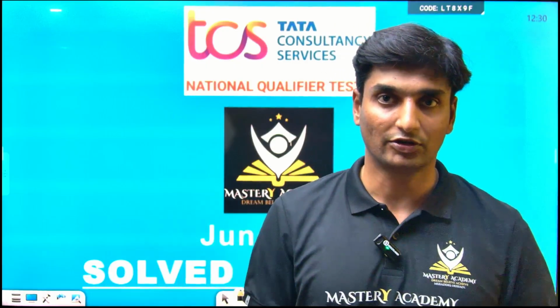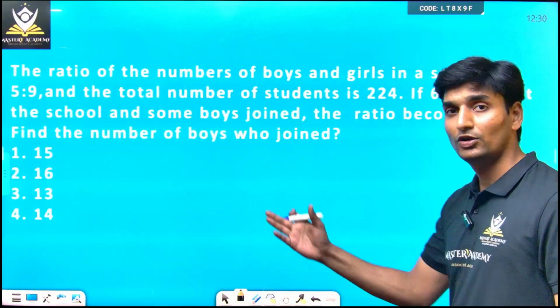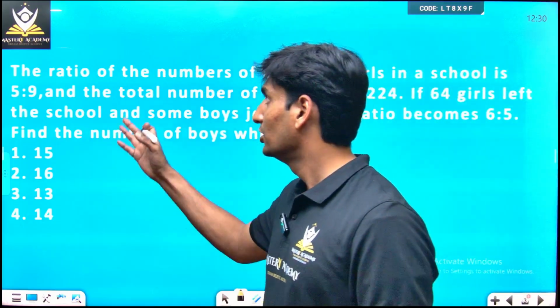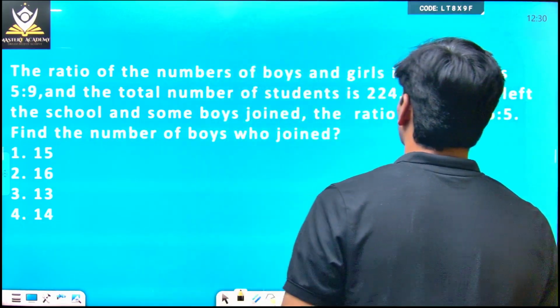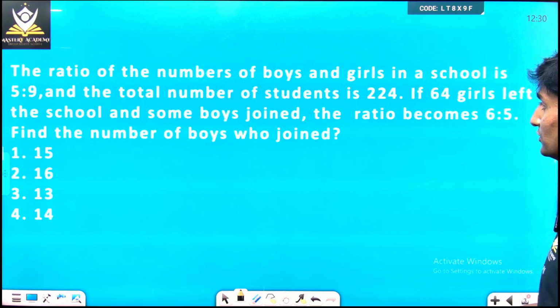So without any further ado, guys, for the preparation of the NQT examination in the month of June, today's first question. The ratio of the number of boys and girls in the school is 5:9 and the total number of students is 224. If 64 girls left the school and some boys joined, the ratio becomes 6:5. Find the number of boys who joined.